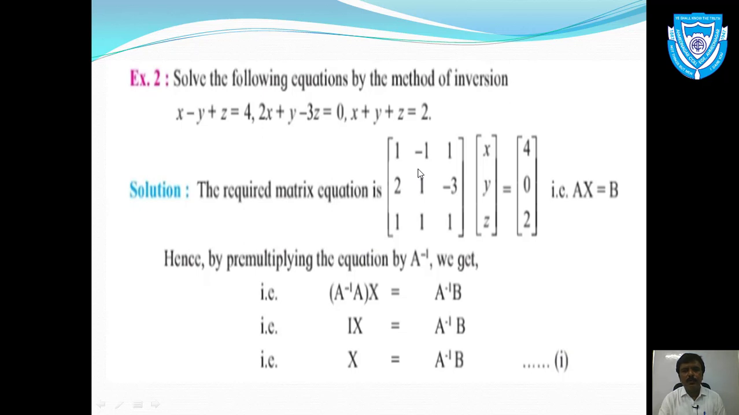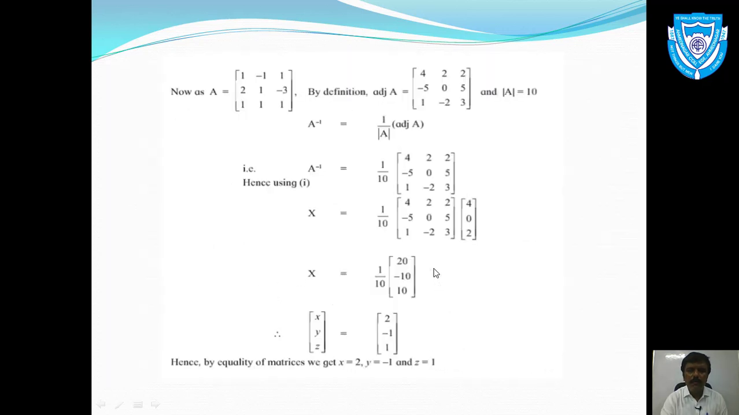As I told you before, our aim is to find the values of x, y, z. So at last you can see that we have derived the same formula, that is capital X is equal to A inverse into B, by pre-multiplying both sides by A inverse. Now you know capital A is equal to 1 -1 1, 2 1 -3 and 1 1 1. So our next target is to find the inverse of this capital A.